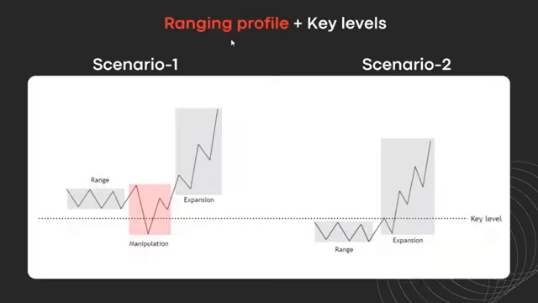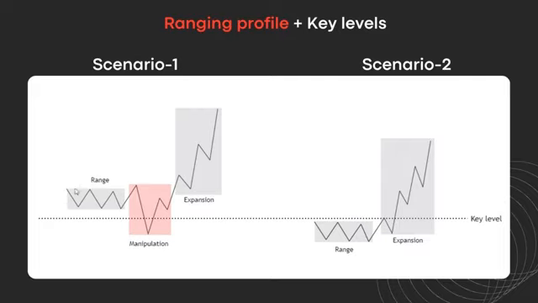Now, the first combination we've got here is the combination of ranging market profile and key levels, right? What you need to keep in mind is that this dotted line right here represents a key level on the higher time frame. Now, there are only two possible outcomes or scenarios we can have based on this combination of ranging profile and key level.